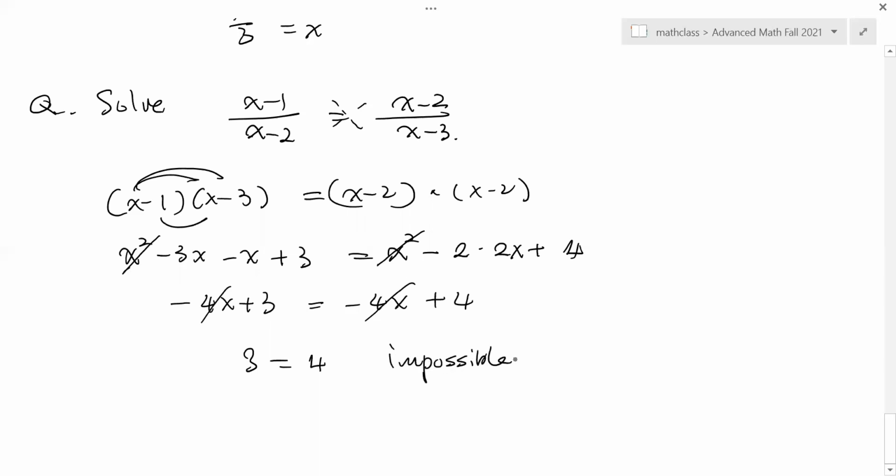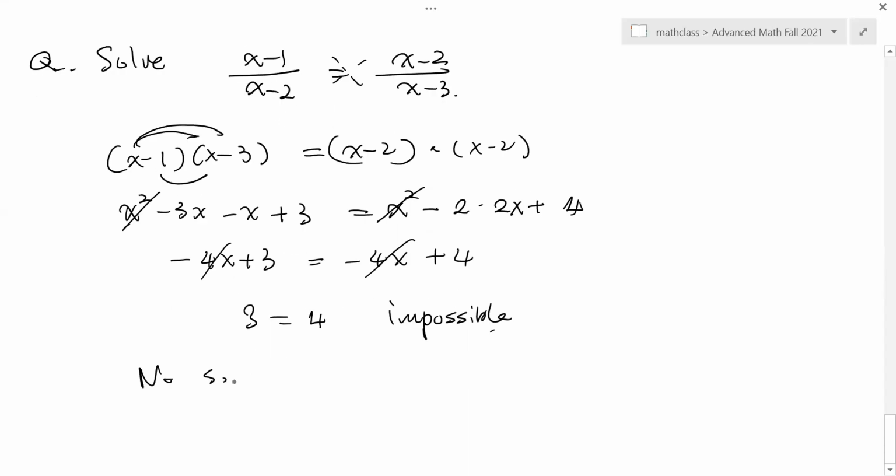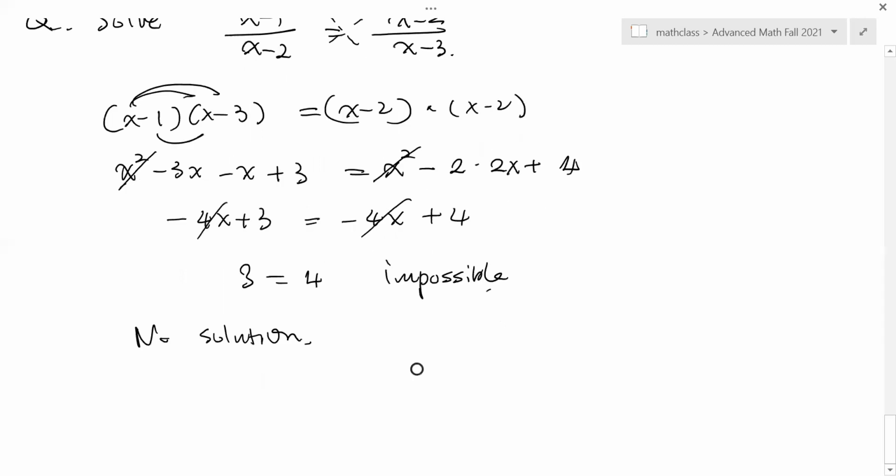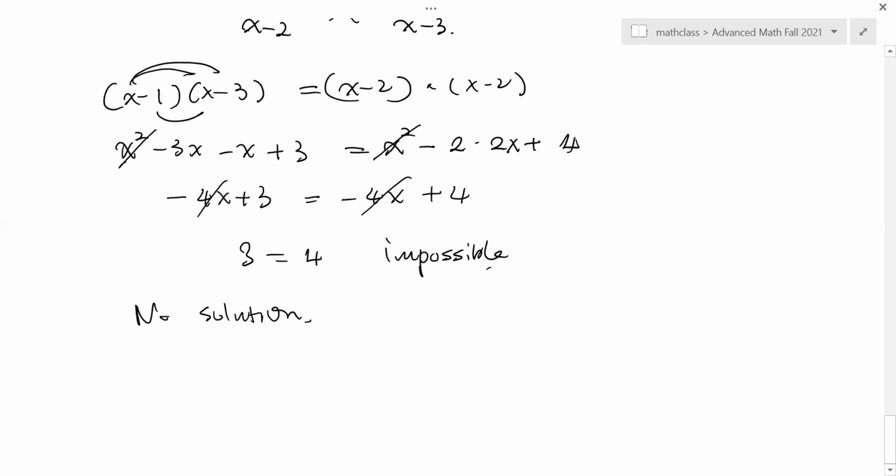Impossible is, if there is a solution, after you simplify, you end up with 3 equals 4. That's clearly ridiculous, right? So that means you cannot assume it has a solution. That means there's no solution, okay? No solution, because if there's a solution, you will jump to the conclusion 3 equals 4. That's definitely impossible, okay? So the answer is no solution. So Jack told me that it's no solution. Good job.